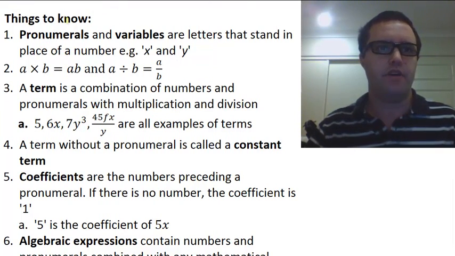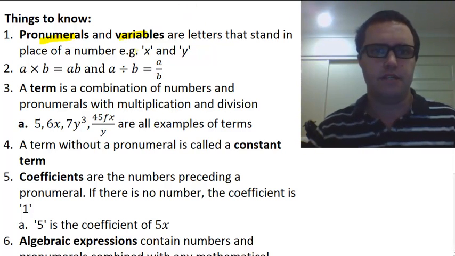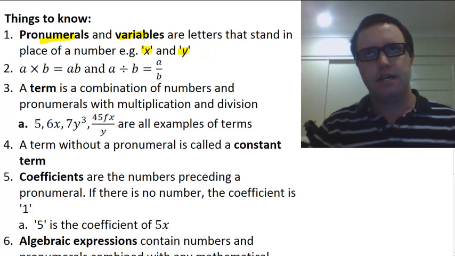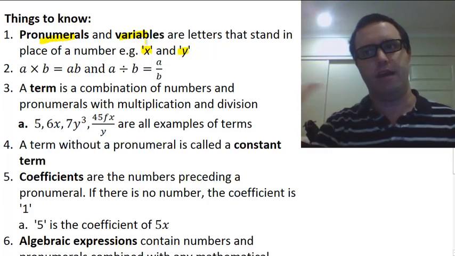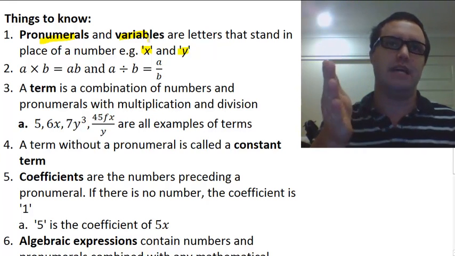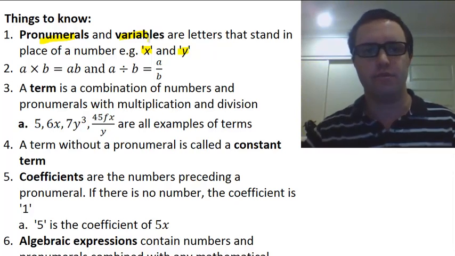Pronumerals and variables. So pronumerals and variables are the letters that stand in place of a number. Okay, so your X's, your Y's, your Z's, A, B's and C's, those kind of things. So your X and your Y, those things are called pronumerals or variables. They're the proper term. Maybe you can know them as something different, but you need to know what's being asked of you if it talks about pronumerals or variables.